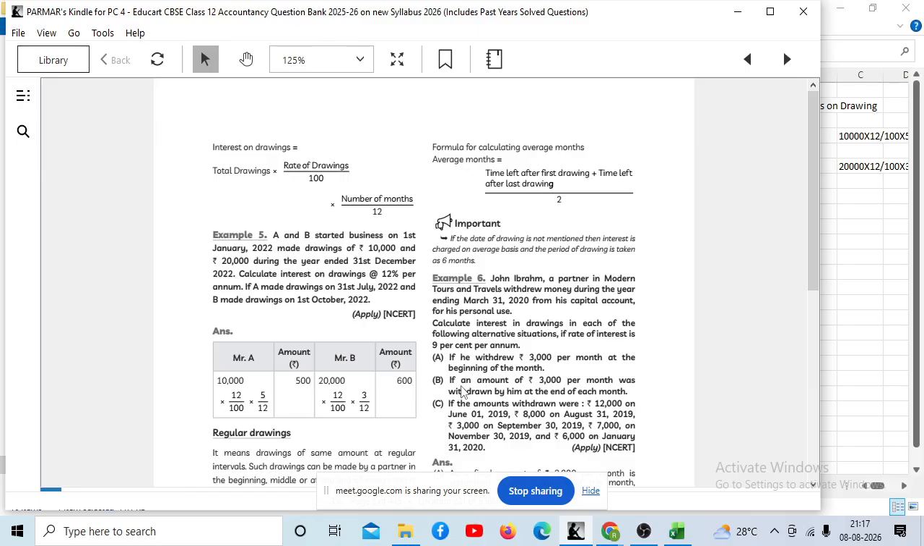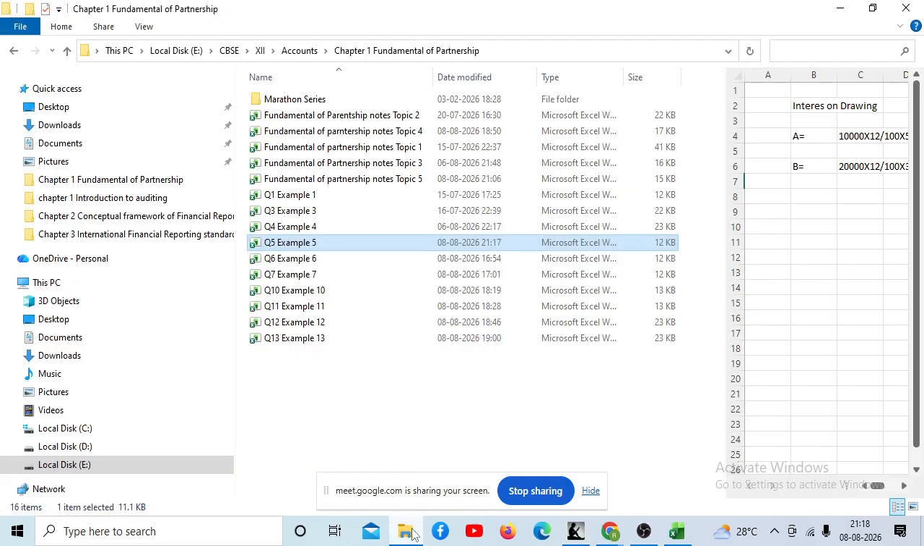In case B, they are telling that if he is withdrawing 3,000 per month at the end of the month, in that case, what will be the interest on drawing? And if the amounts withdrawn were 12,000 on June 1st, 8,000 on August 31st, 3,000 on September 30, 7,000 on November 30 and 6,000 on January 31, in that case, what will be the interest on drawing? So basically we are supposed to calculate interest on drawing in 3 cases. So we will see how to solve this.